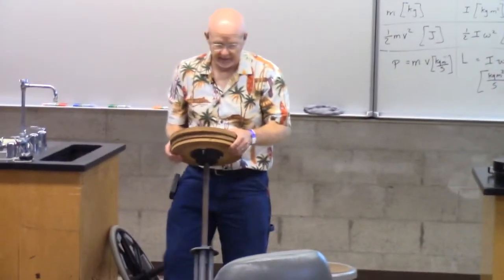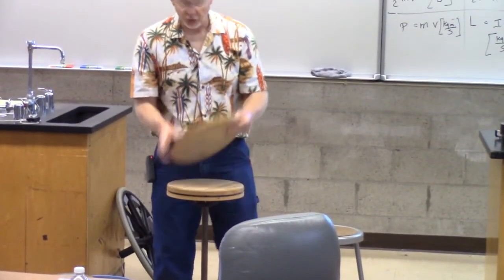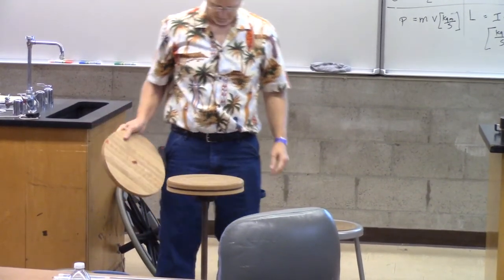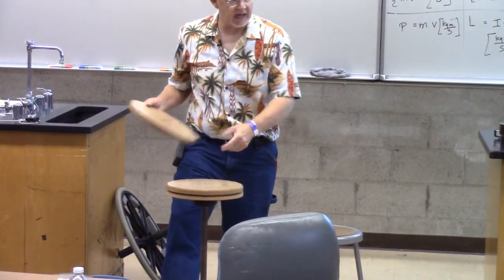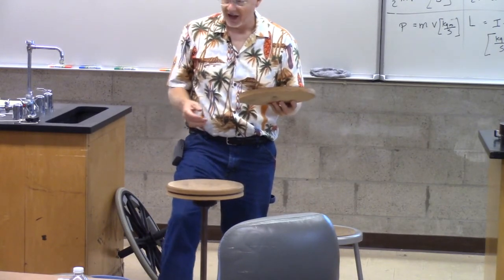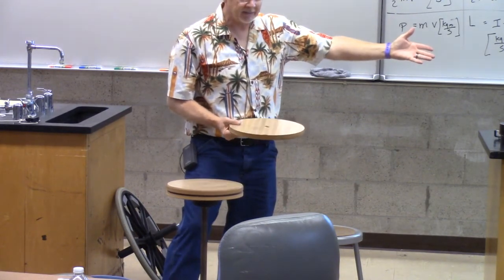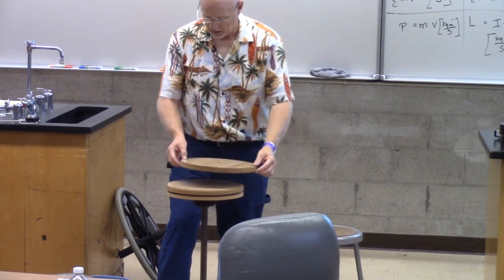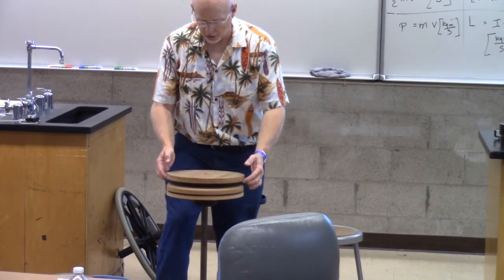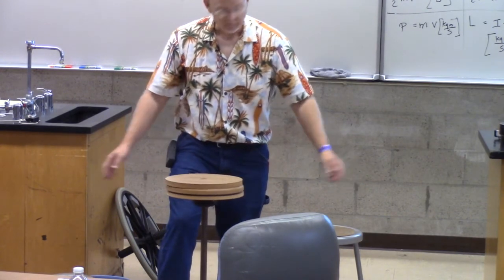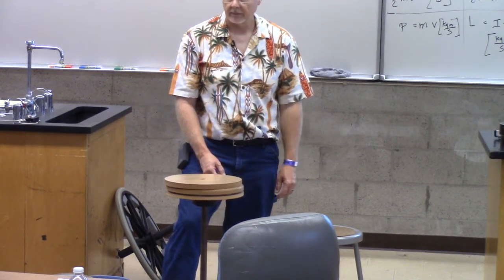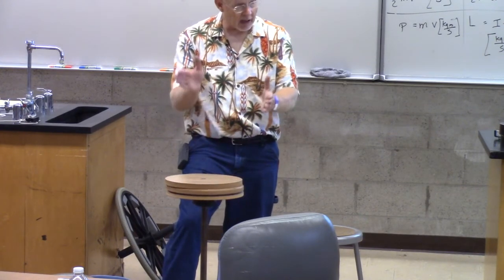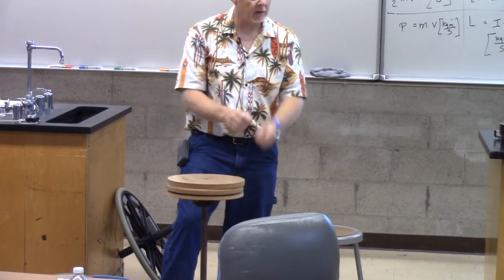So what if I had this problem instead? What if I had two objects? Here's a disk. Here's another disk. That disk is rotating. This disk is stationary. Doesn't that sound a lot like this problem? And now they're going to interact. And so what if I take the stationary one and drop it on top? What would be the speed of the two now that they've come together?